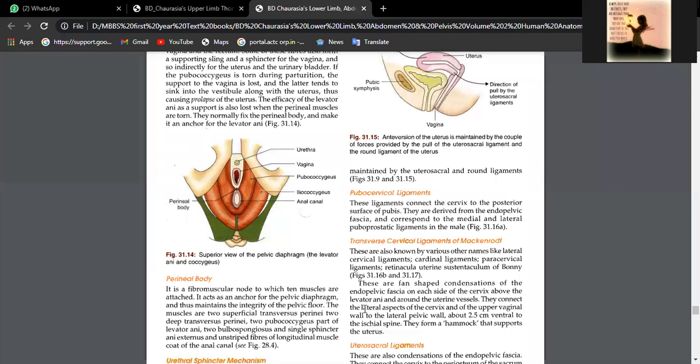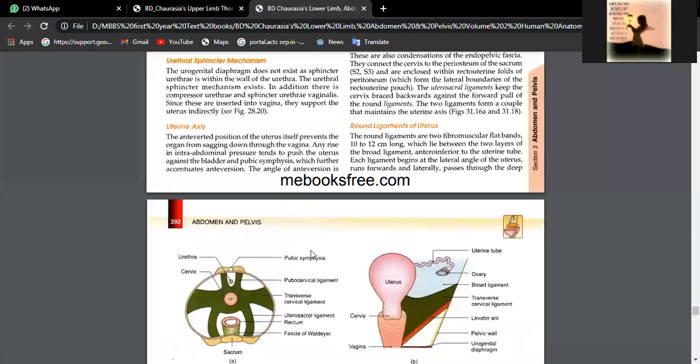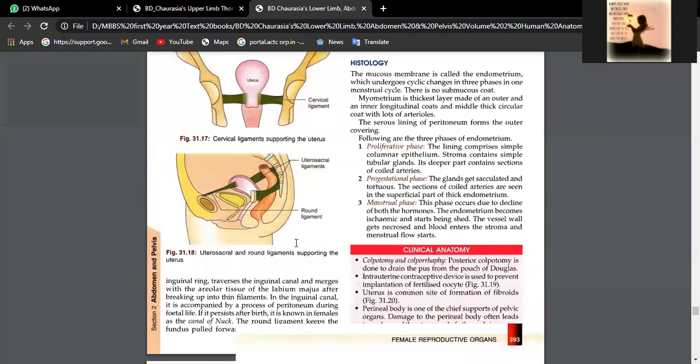Can you hear me? Yes, ma'am. Okay, beta. Now see here, those were the supports. Yes, ma'am.